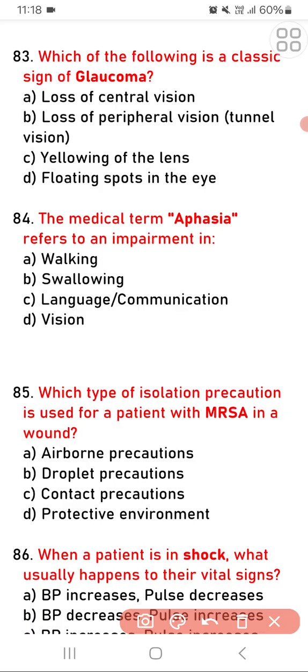Which of the following is a classic sign of glaucoma? Loss of peripheral vision, that is tunnel vision. The medical term aphasia refers to an impairment in language or communication. Which type of isolation precaution is used for a patient with MRSA in a wound? Contact precaution.